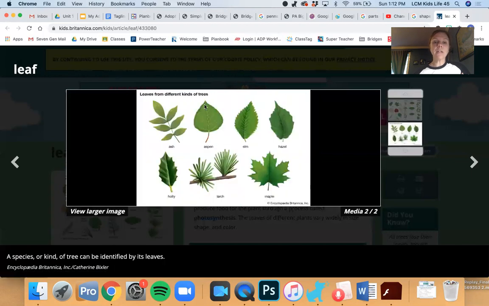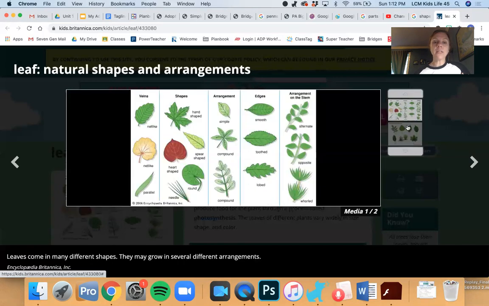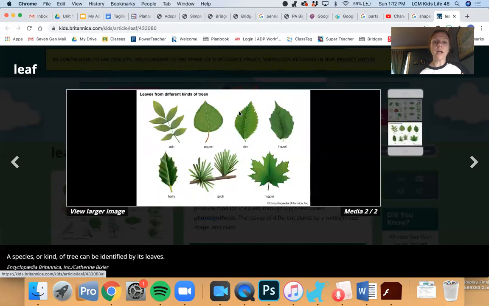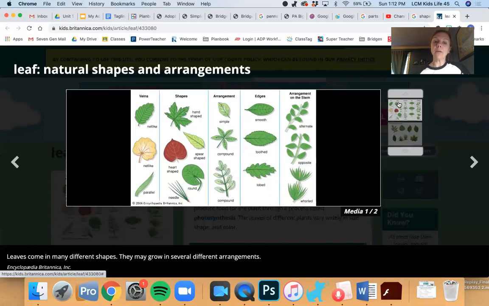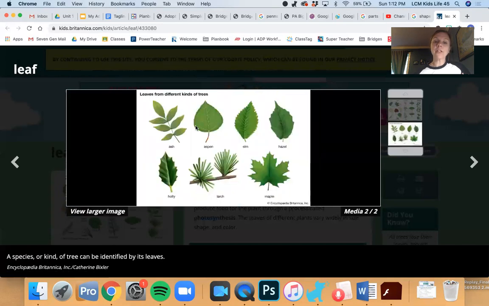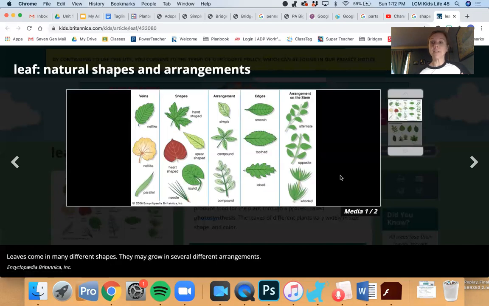So let's look back over here. You look at this aspen leaf, it's a little bit difficult to identify that one. What do you think? Let's just think about that for a second. That would actually be a heart-shaped leaf because it comes to a point over here. It wouldn't be round because it's not rounded over here. So those are some different ways that you can identify leaves.